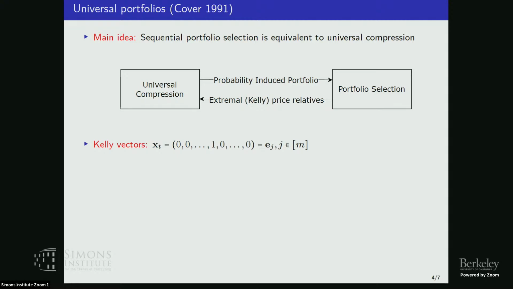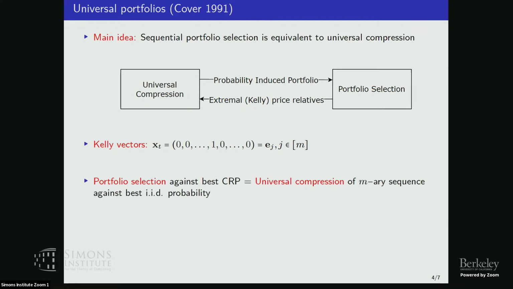And how you go from a portfolio selection method to a universal compressor is by inputting these extremal Kelly price relatives, which are basically a price relative that's one at just one component and zero everywhere else. So if you remember slide 1, this is the case when you're betting on a sports tournament and each day just one team is going to win. So portfolio selection with these input vectors turns into universal compression. And Cover shows us that in some sense, the most difficult market that you can deal with, the worst sequence of price relatives you can deal with, is when everything is in the form of a Kelly vector. So gambling on a horse race is the most difficult stock market to deal with.